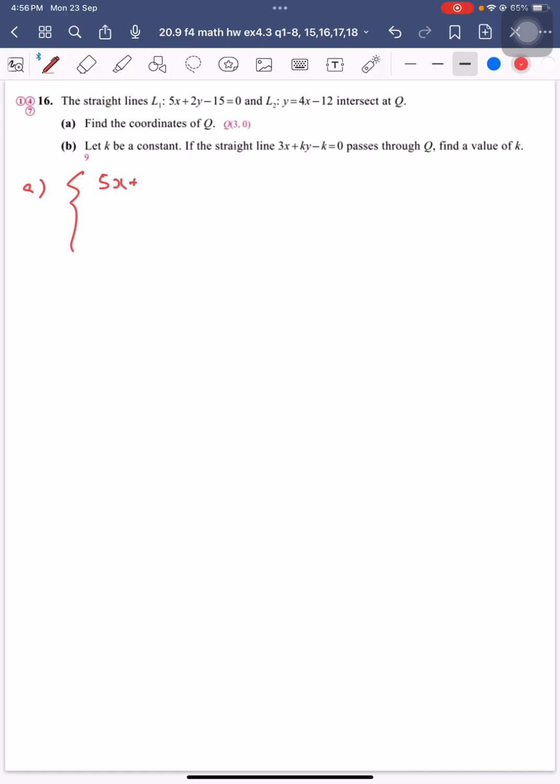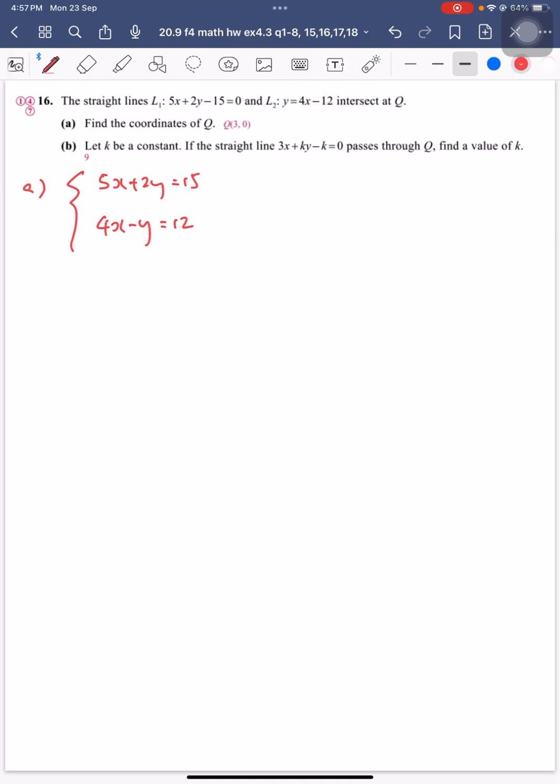So I have 5x plus 2y equal to 15, and I have 4x minus y equal to 12. So I change something into the general form. I move this negative 15 to the right hand side and it becomes positive. Now I need to put all of the x and y together, so I move the y to the right and it becomes negative, and move the negative 12 to the left and it becomes positive.